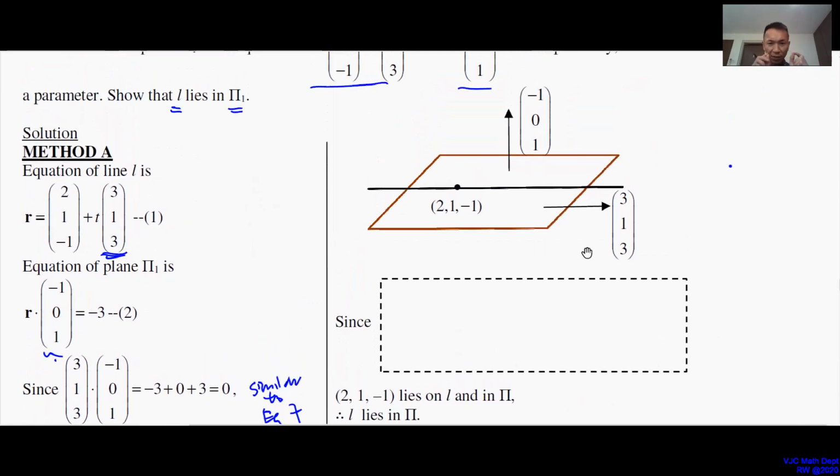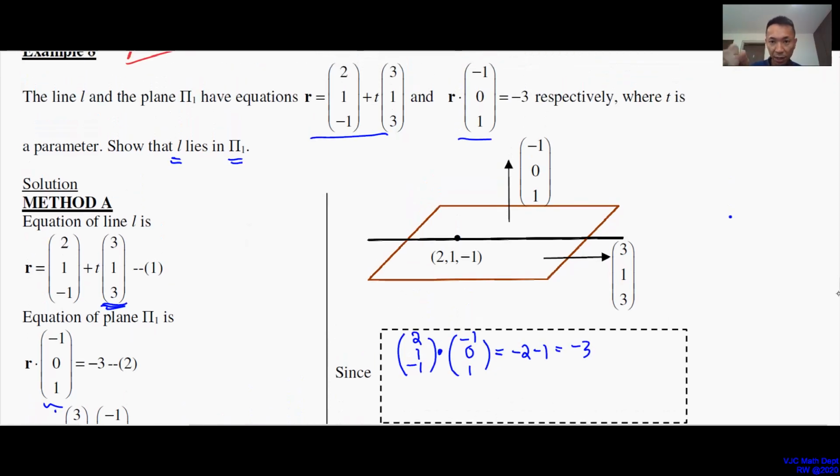So again, it's similar to example 7. This time we check that this point 2, 1, minus 1, you substitute into the equation of the plane, which is minus 1, 0, 1. You get minus 2, minus 1. You get minus 3. So we check. Correct, minus 3. That means this specific point lies on the plane.